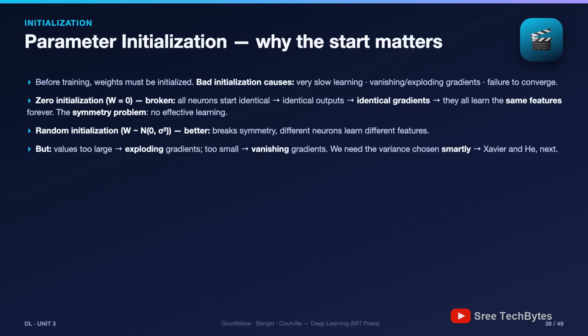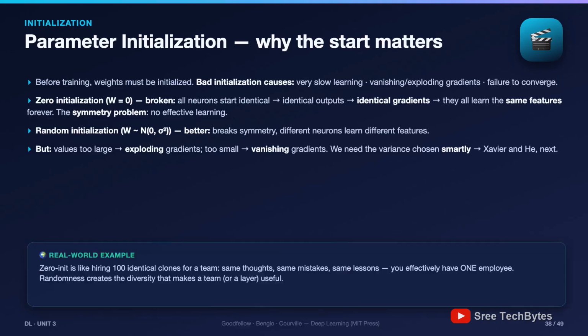Attempt 2: random initialization. Symmetry broken, different neurons, different features. But now a new problem: values too large, and signals explode through the layers; too small, and they vanish. Randomness needs its variance chosen intelligently, which is precisely the recipe on the next slide.